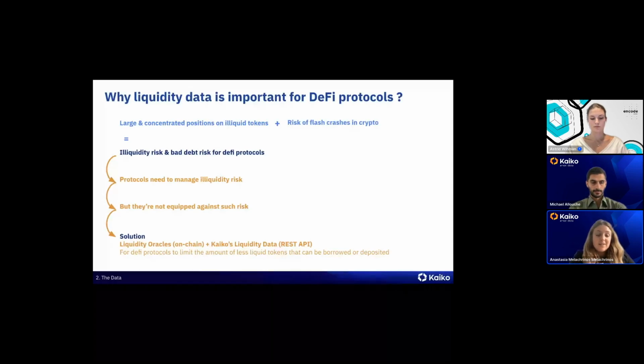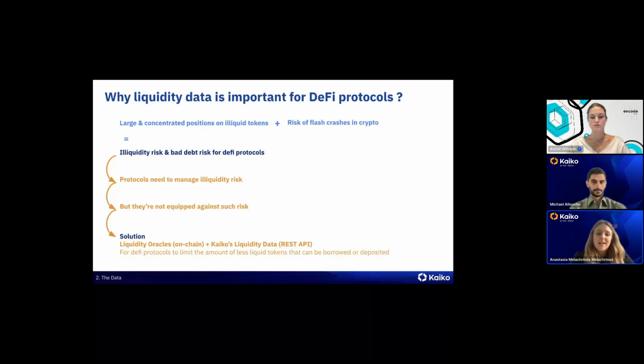But this is not the only reason why getting liquidity data directly on chain is important. Another reason is the frequency of flash crashes in crypto. Crypto is known to be volatile, and this volatility, as well as many unexpected events, can lead to market events that can be risky for the ecosystem's participants. And so every DeFi protocol needs to have not only the price of those crypto assets directly available in their smart contracts, but also the liquidity of those crypto assets in the markets.